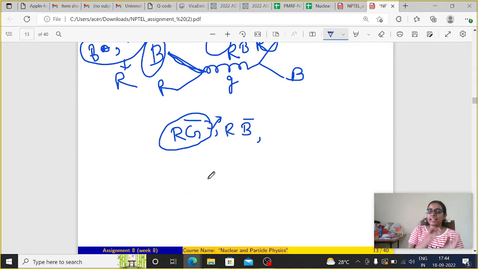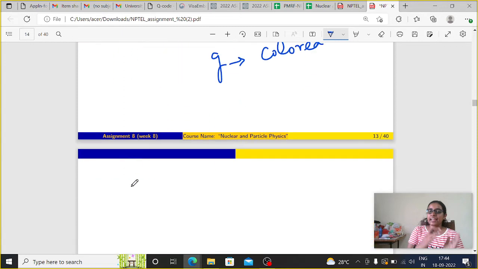So the gluon will be colored. Now you can ask me what type of color will be there in the gluon, what is the quantum charge for gluon. So the quantum charge for gluon is in matrix form, it is not a single color. Why?